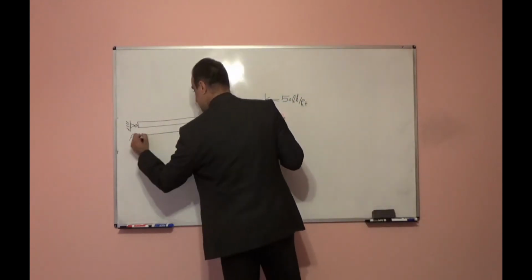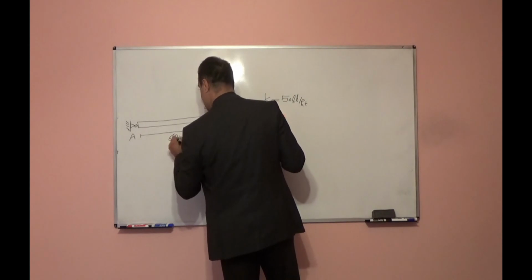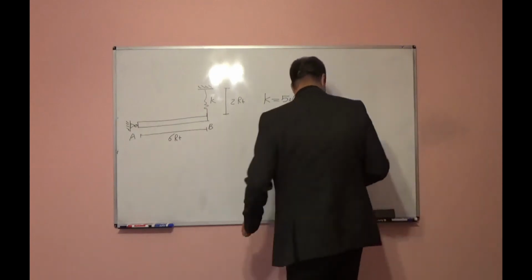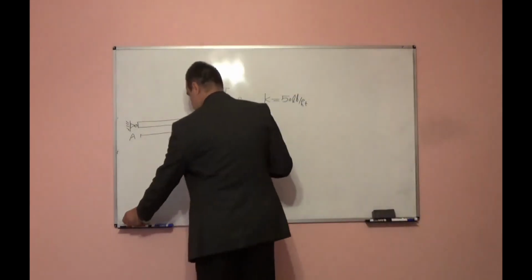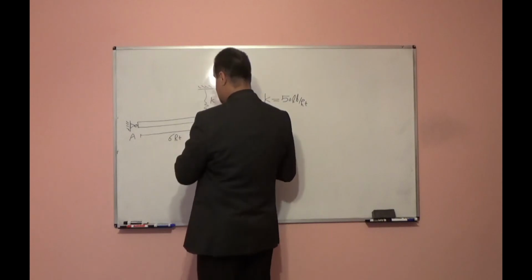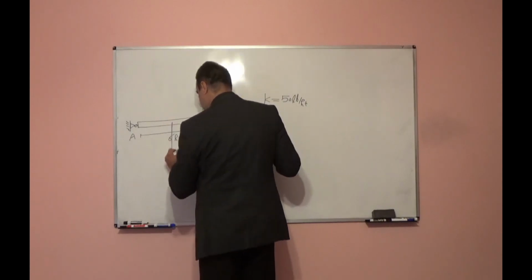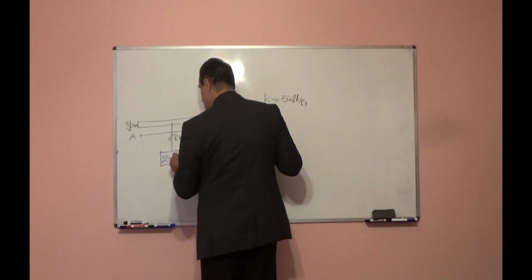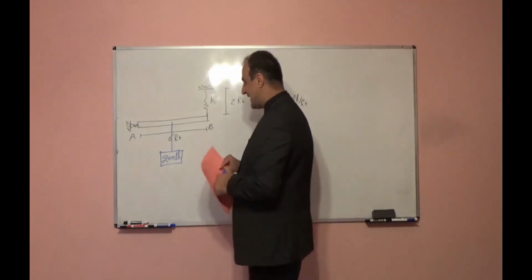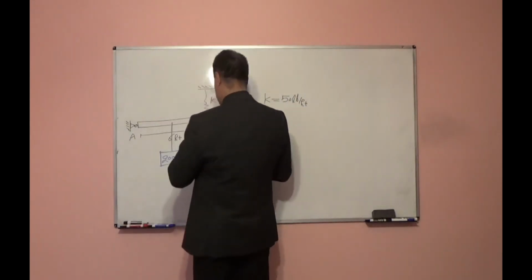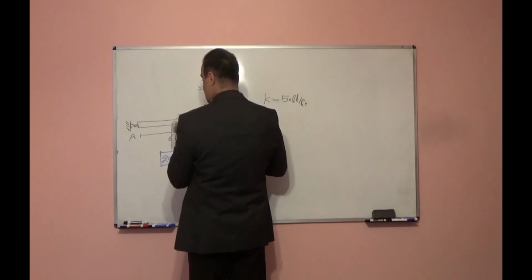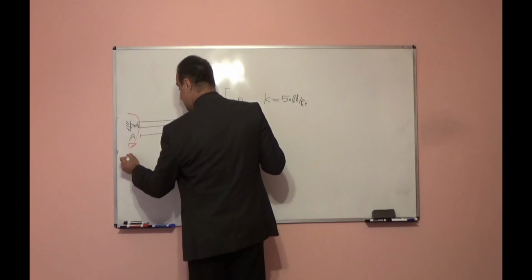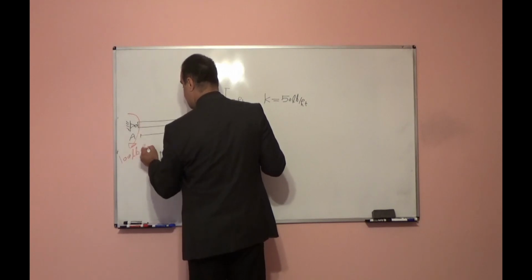Initially, the length is 6 feet. This is our structure. Then we are hanging one mass here, one block at midspan. The weight for this block is 200 pounds. In addition, I apply one concentrated moment at point A. The magnitude of this concentrated moment is 100 pound-feet.